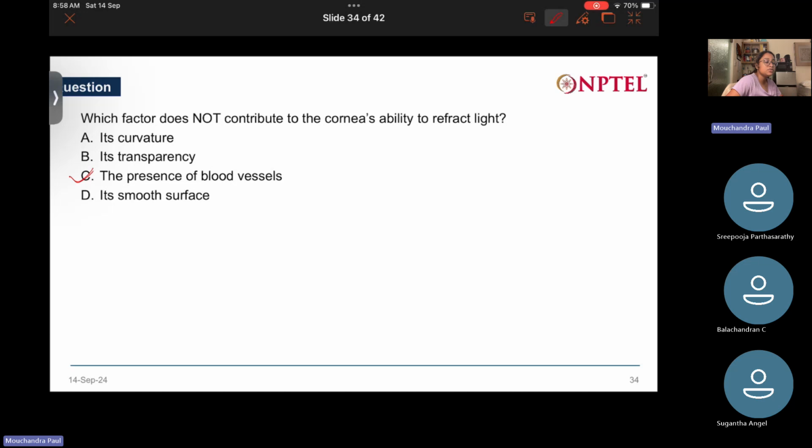So defects come in those things only, like when the curvature changes due to a condition, or when the cornea is not as transparent. That is the condition of cataract. Then if this surface is not smooth anymore, light will not refract well, and you need intervention. But since the topmost layer, the epithelium, does not have blood vessels, it does not contribute anything regarding light refraction, right? Light refraction, okay.